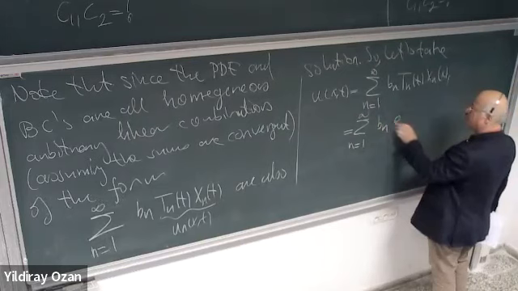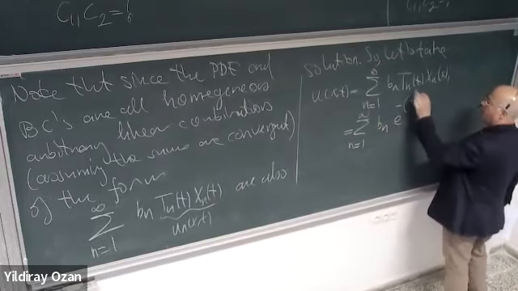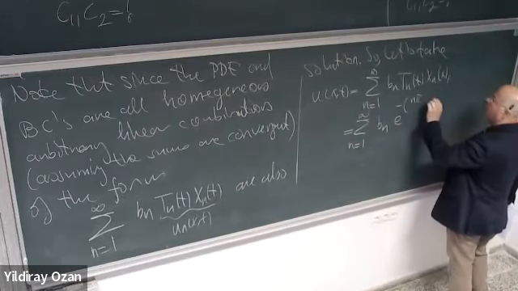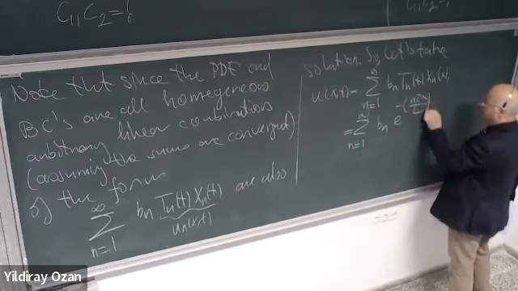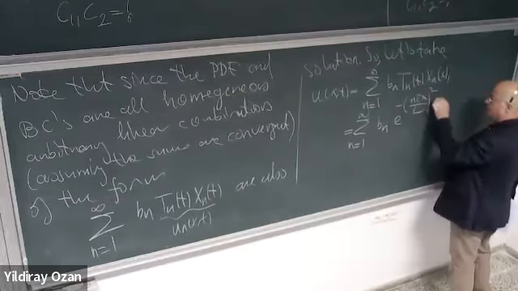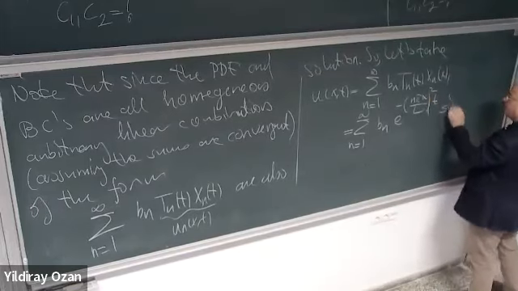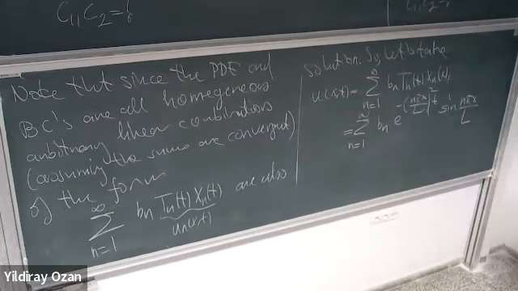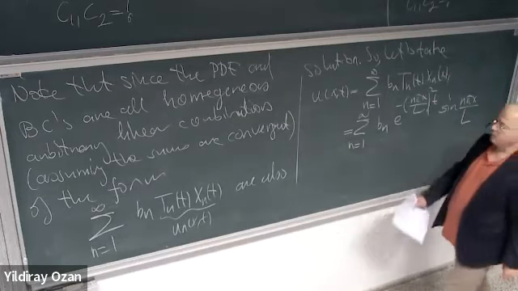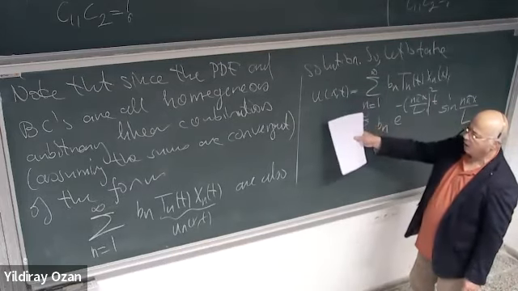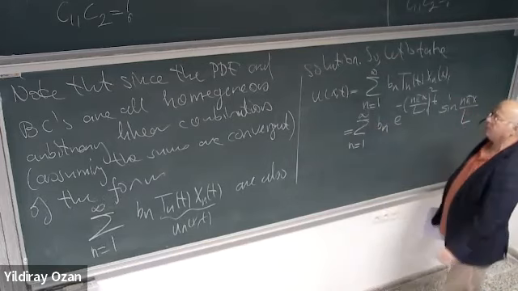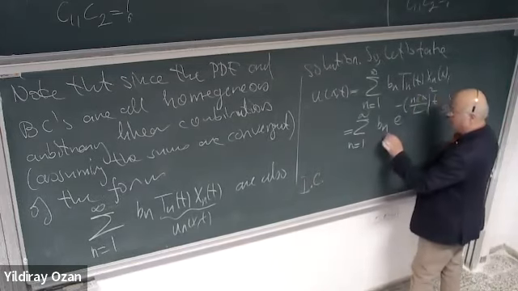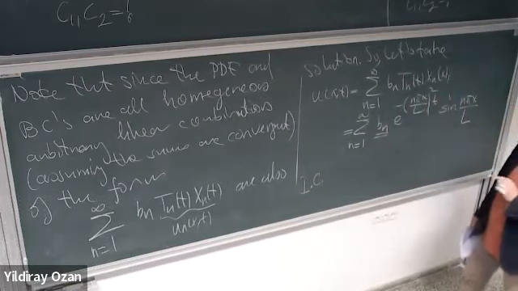So what is this? This is just, let me use n instead of k, e to the power minus n pi alpha over L squared t, sine n pi x over L. Okay. Now, I still haven't employed the initial condition. What was our initial condition? I need to figure out these b_n's.